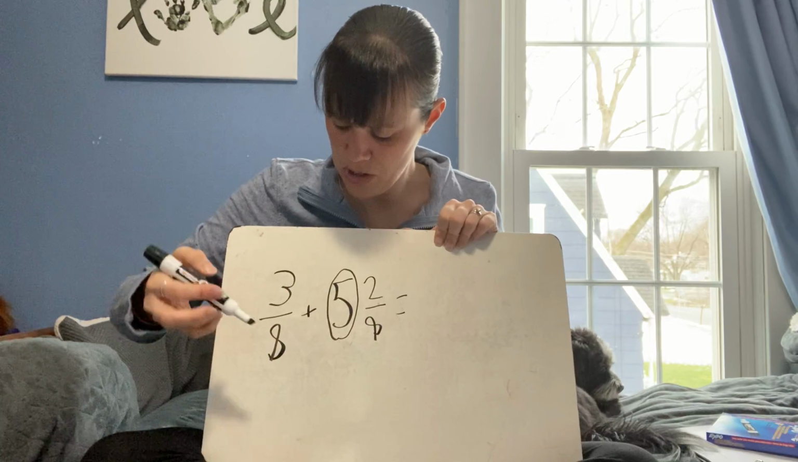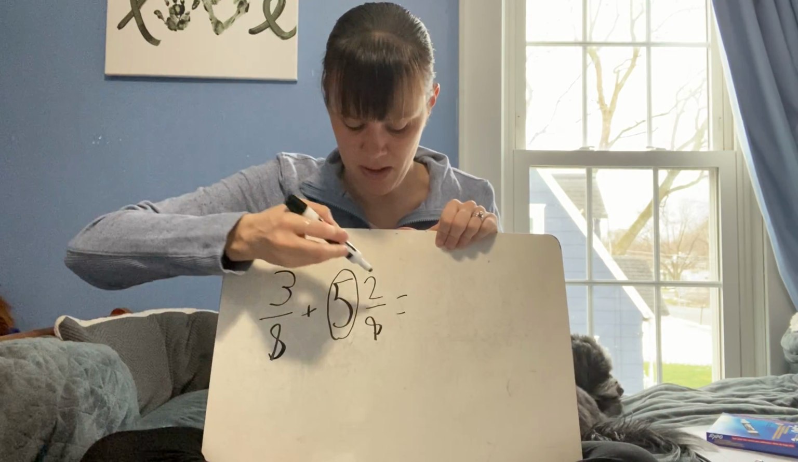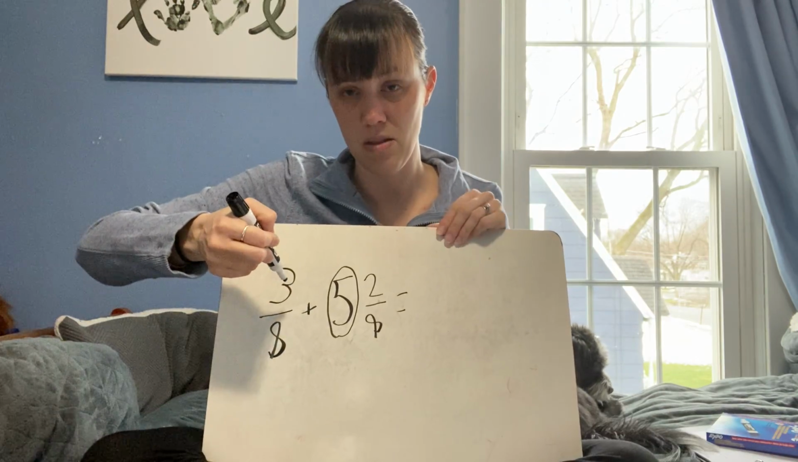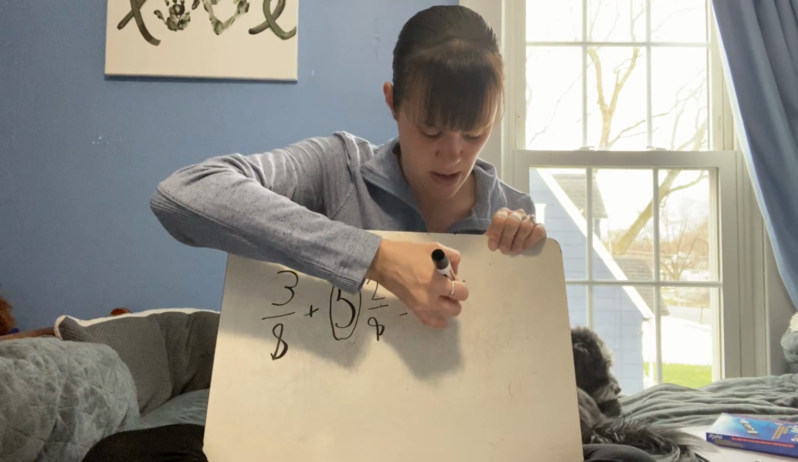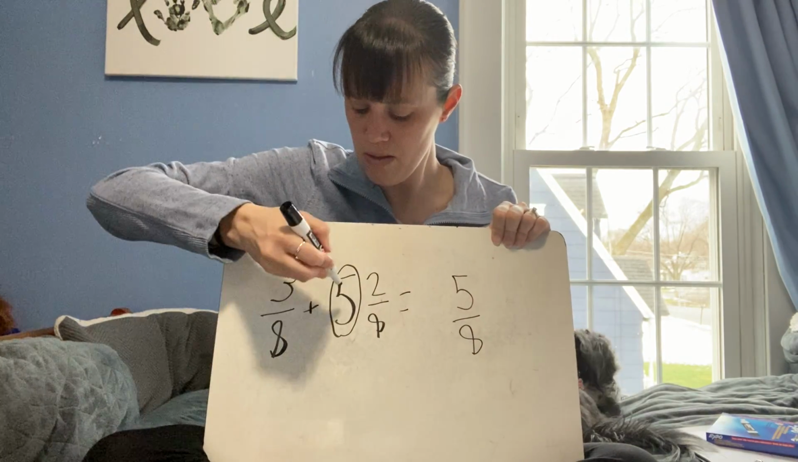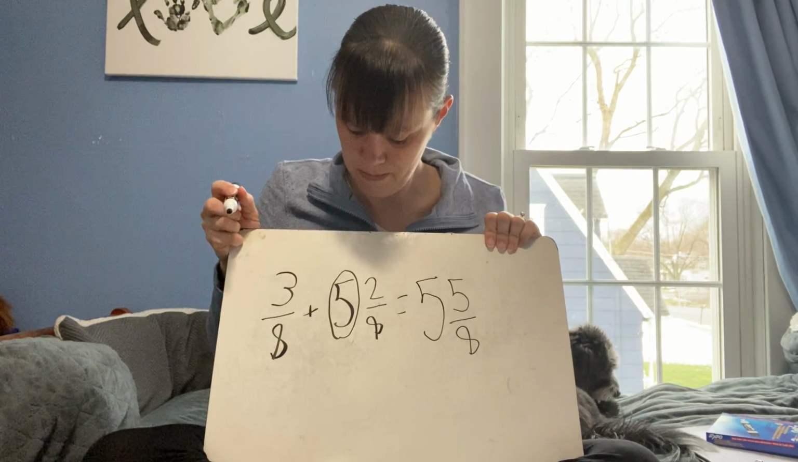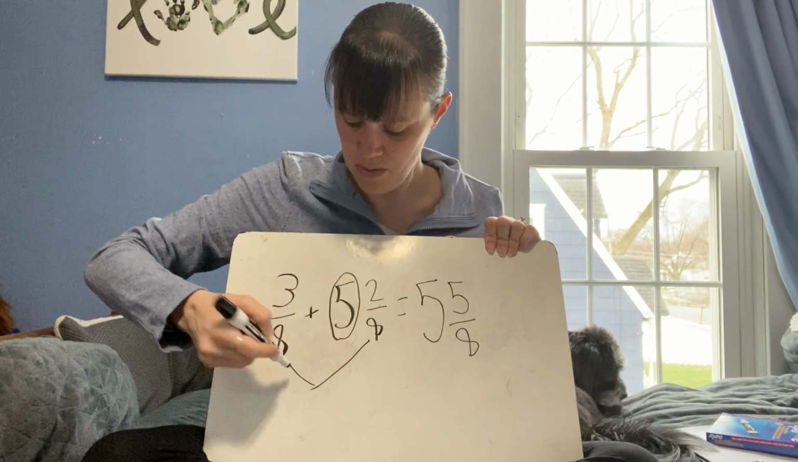Well, let's look at our fractions now. So we have our fraction parts. We have 3/8 and 2/8. So how many eighths is that all together? 3 and 2 would be 5/8, right? Are we adding any whole numbers together? I just have my 5. So it's 5 and 5/8. So remember, we add these fractions together.